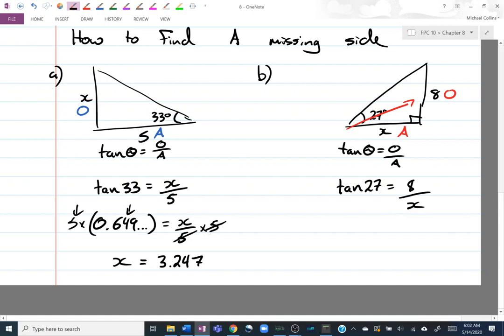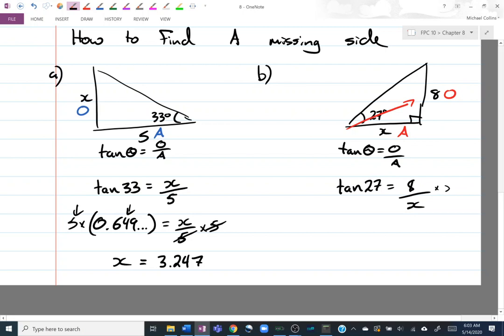So you'll notice that my x value isn't in the same position as it was before. It's now on the bottom of a fraction. If it's on the bottom of a fraction, we cannot solve for it. So what we're going to have to do, and tan 27 is just a number. I'm just going to remember that tan 27 is just a number, and I could write it down as a bunch of decimals, or I can just leave it as tan 27.